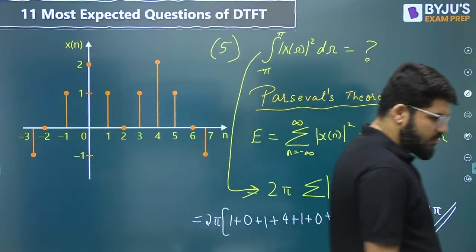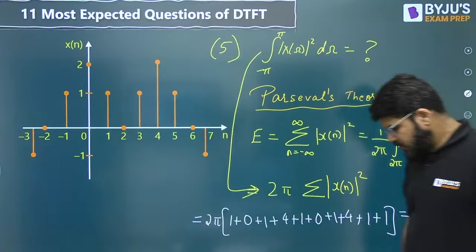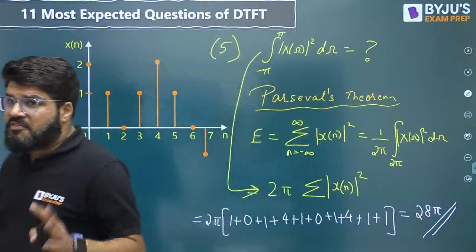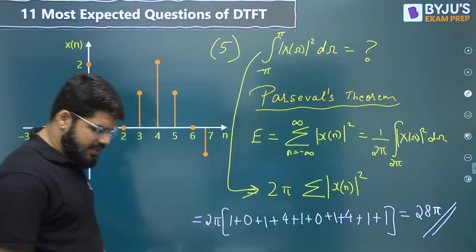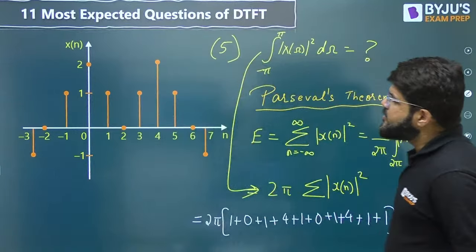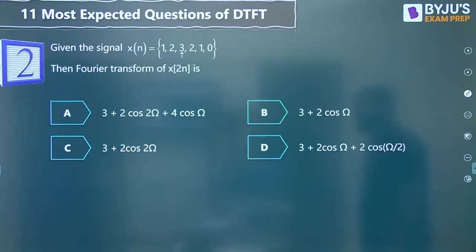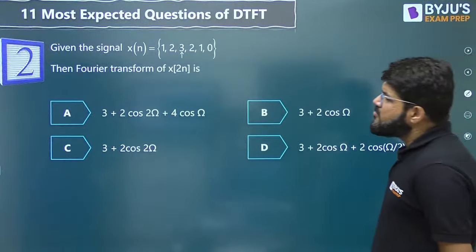So this is question number 2 done. Question number 1 itself has covered up the 5 parts, and now let's move ahead to the next question ready for you here. The Fourier transform of x[2n].